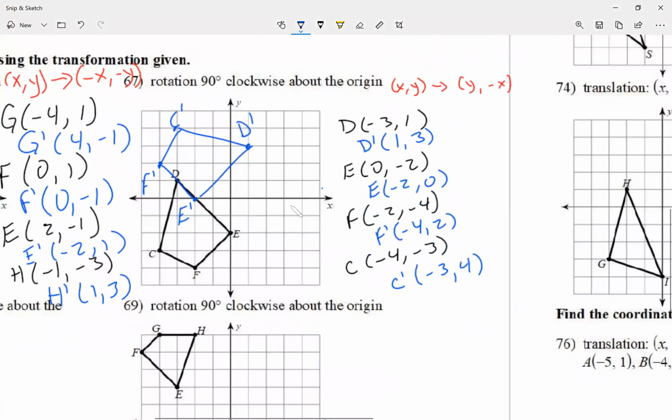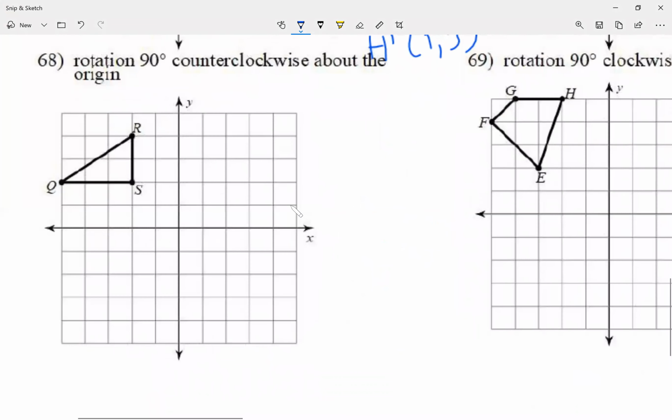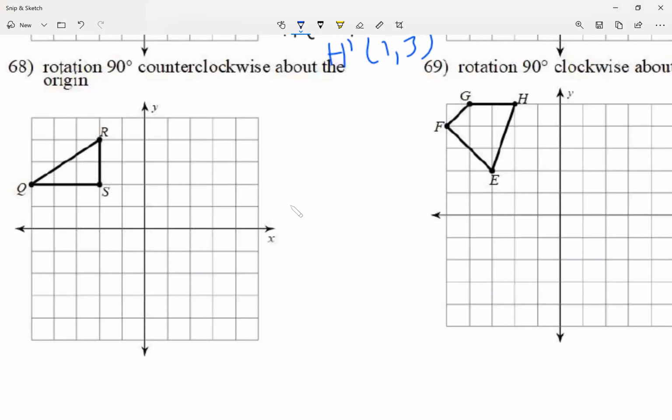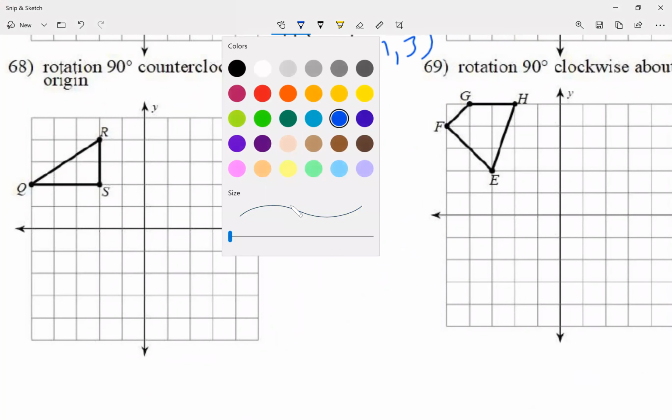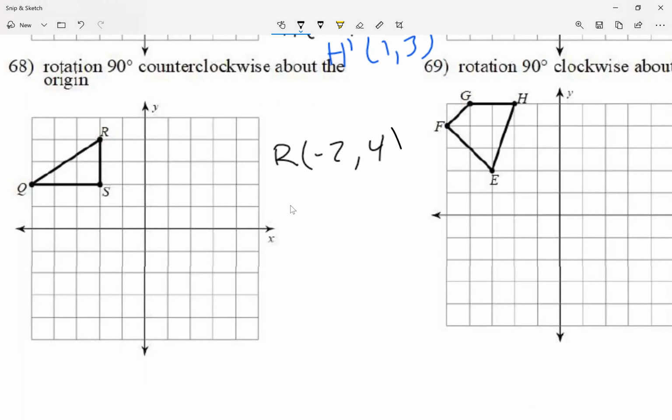Take a look at question 68. Again, I'm going to 71. That's where I'm going to stop. Let me get the coordinates of the points to begin with. It doesn't matter which order. So let me start with R. It doesn't matter which one. So I have, this is -2, 4.